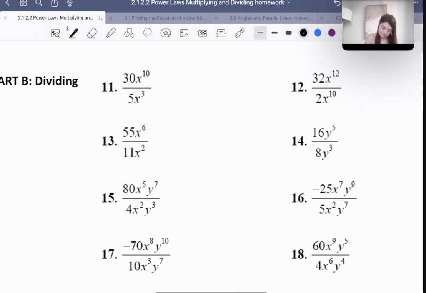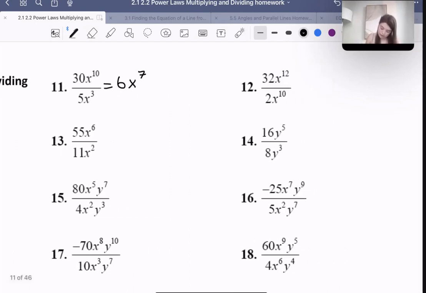So let's do it. 30 divided by 5 is 6. And then if we subtract those exponents and do 10 minus 3, we get 7. So we'll get 6x to the power of 7 for this one. For 12, it's going to be 32 over 2, which is 16, x squared. So there we go. Then for 13, it's going to be 55 over 11, which is 5. And then x to the power of 6 over x squared is x to the power of 4.